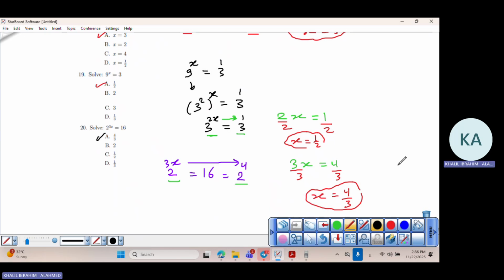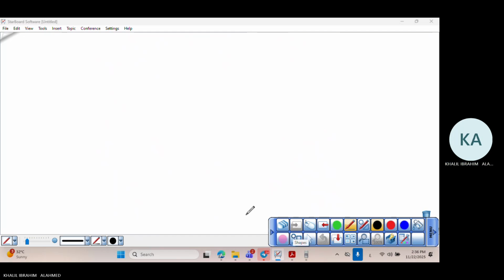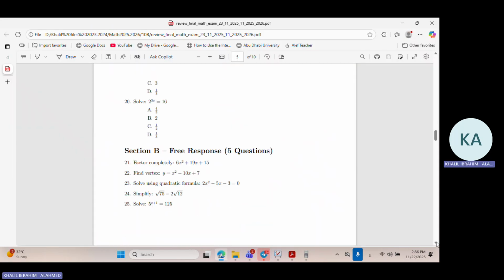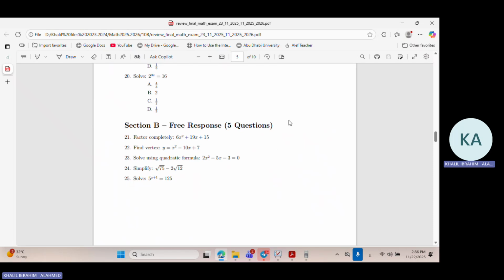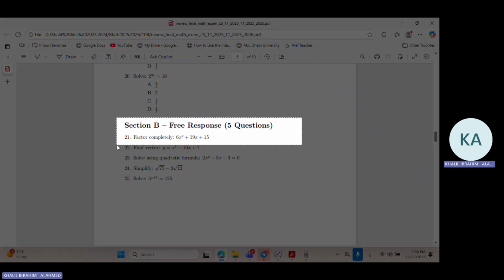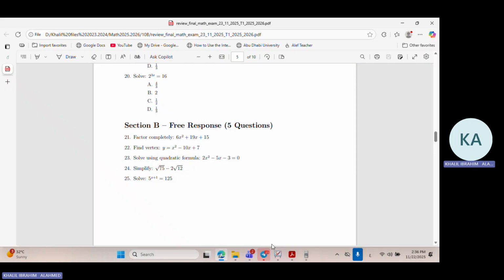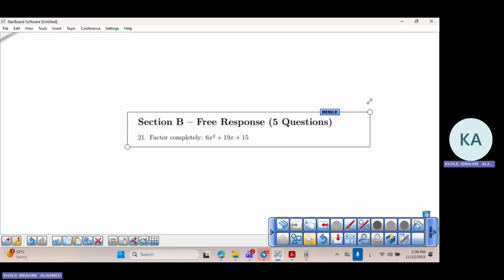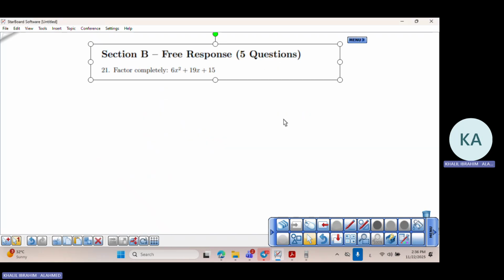Now let's move to the next part from the exam. Free response questions, by hand. Okay, let's move to the next question, section B. In section B we have 5 questions. Okay, question 21. This is the steps you should write by hand, not multiple choice. Be careful about this question.